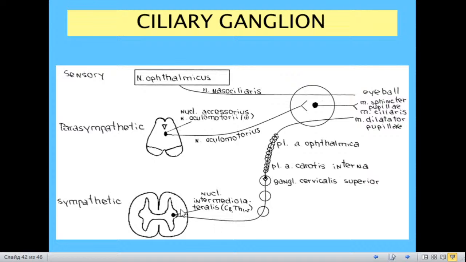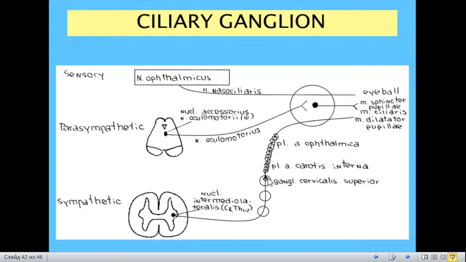But we have to describe them starting from center. As you remember, nucleus intermediolateralis, especially last uppest segments C8, TH1, TH2. Then axons of these neurons travel through anterior root of spinal nerve, then white communicating branch. They reach ganglions of own level, no synapse here, ascend through interganglionic rami and synapse in superior cervical ganglion.